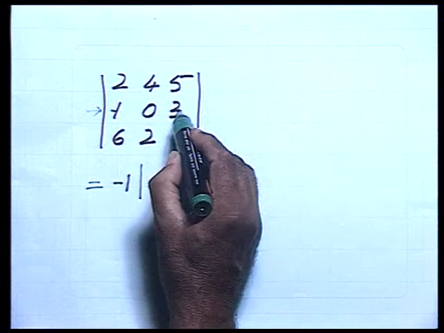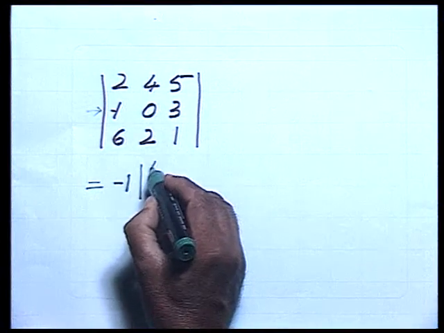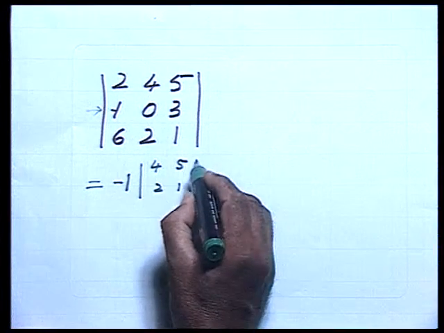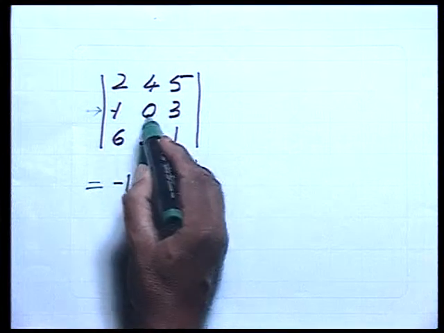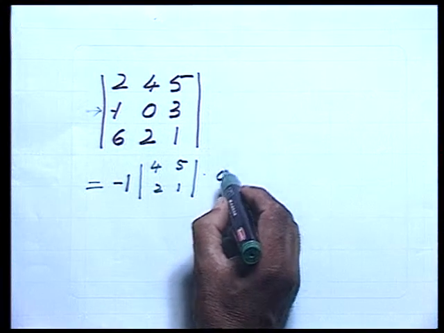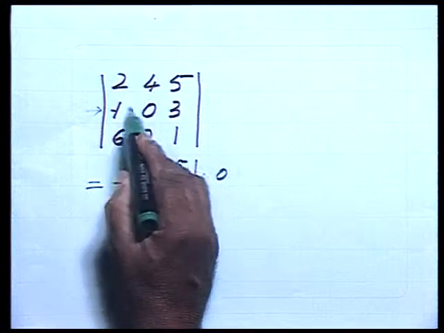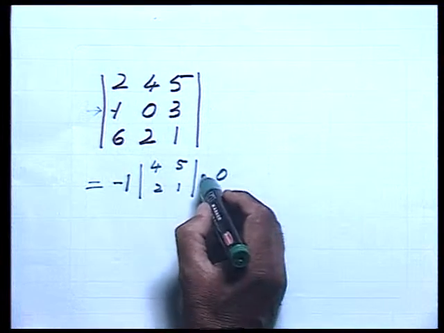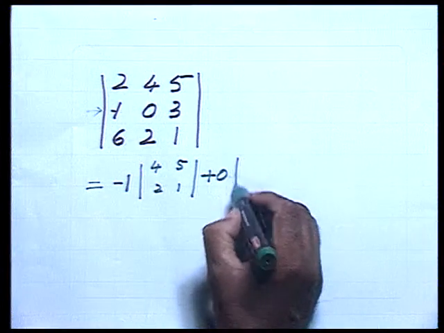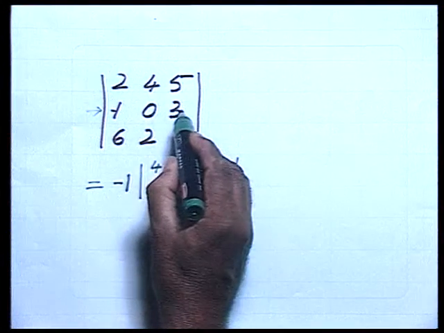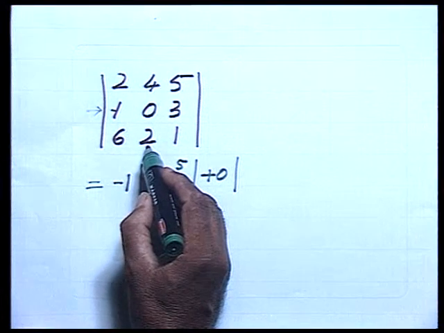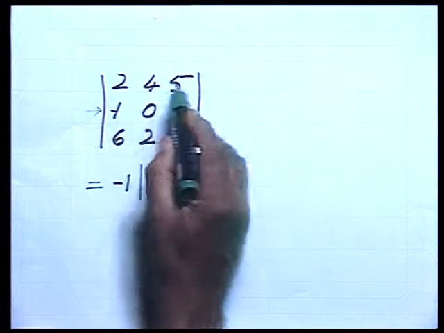Neglect this row and this column; this is the cofactor. Next is 0. Should it be plus or minus? Again second row, second column, 2 plus 2 is even. So, plus. This row is to be neglected and this column to go, and this gives you 2 5, 6 1.